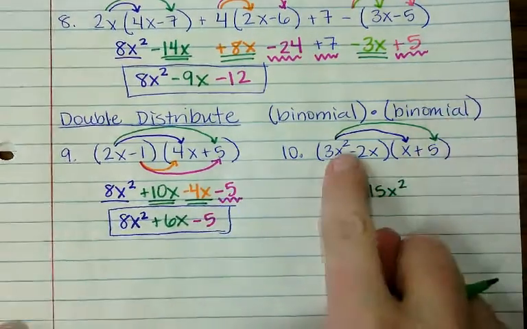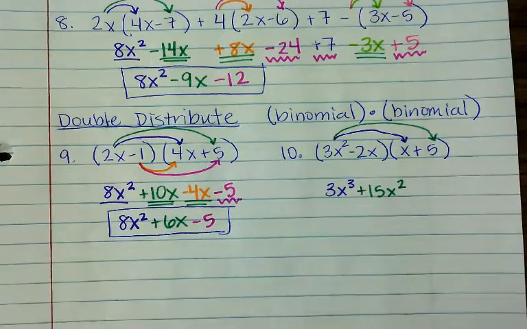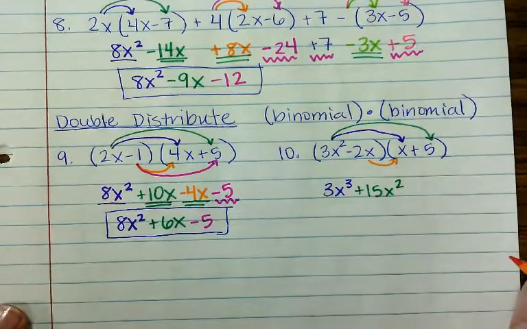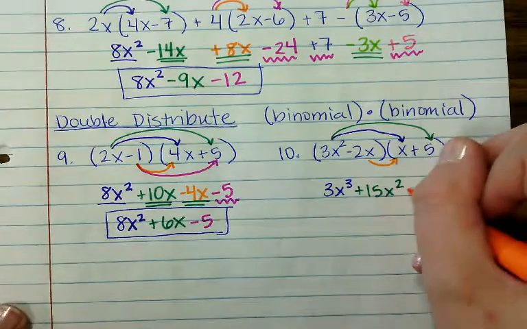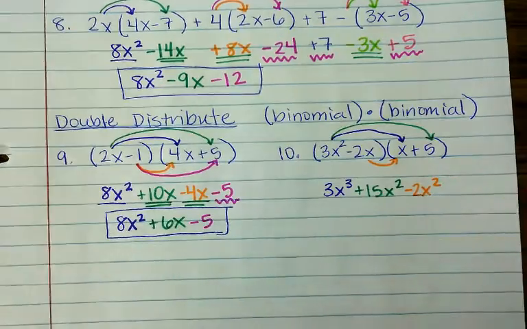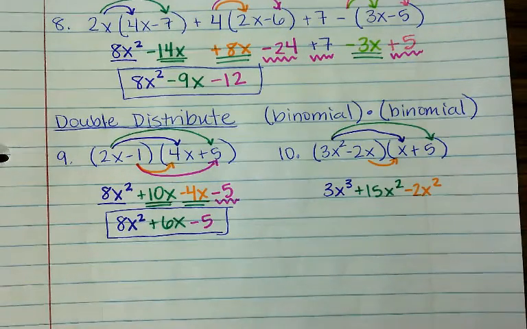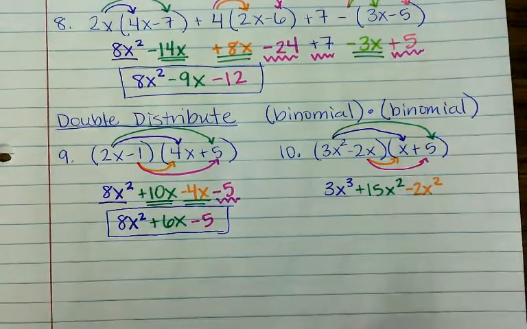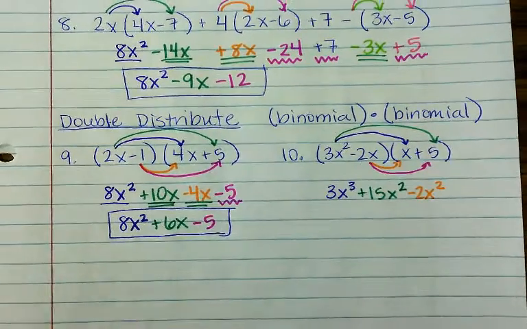Gus, you want to go here with the third term? We go negative 2x times x, and then we get negative 2x squared. Yes, we got negative 2x squared here. And then last, but certainly not least, we're bringing it home. Weston, what's this going to be for us? Negative 10x. Very good. We're going to do negative 2x times 5 to get negative 10x.